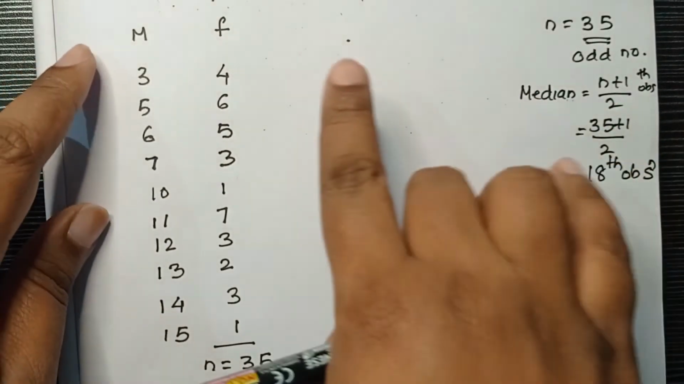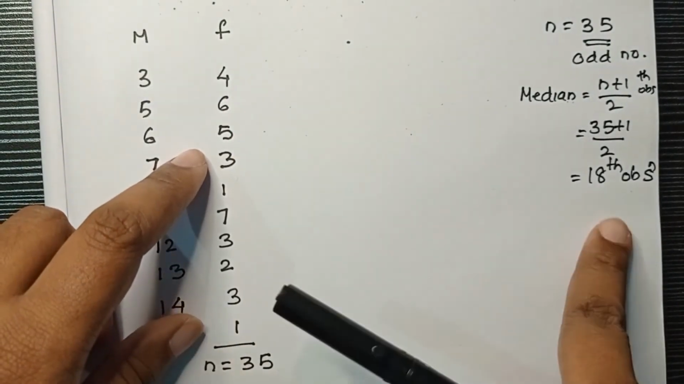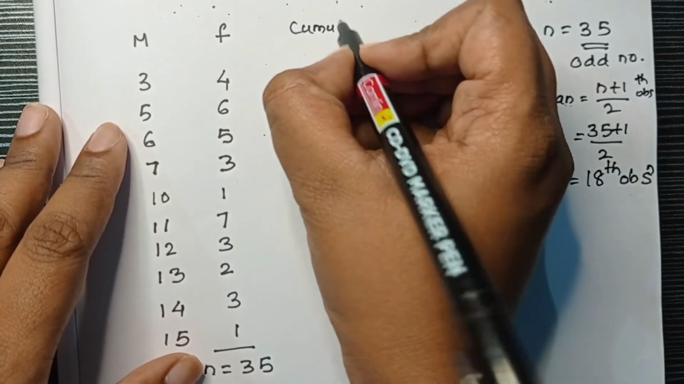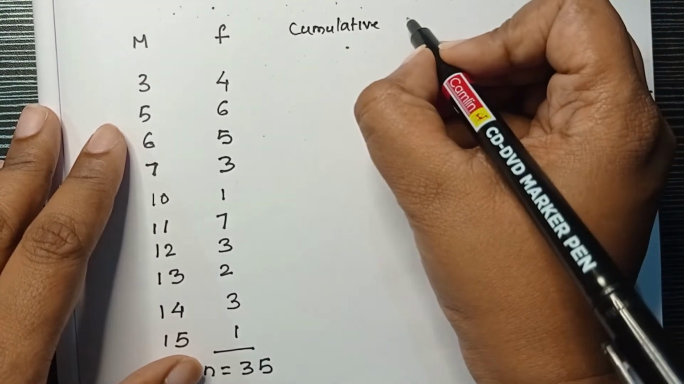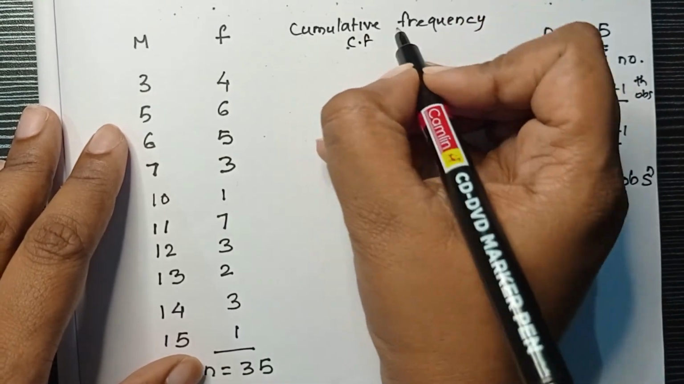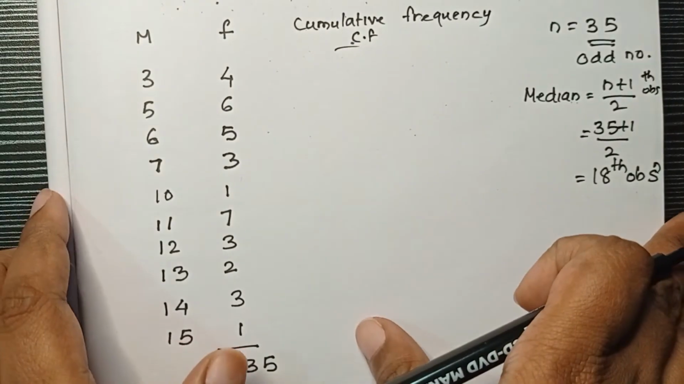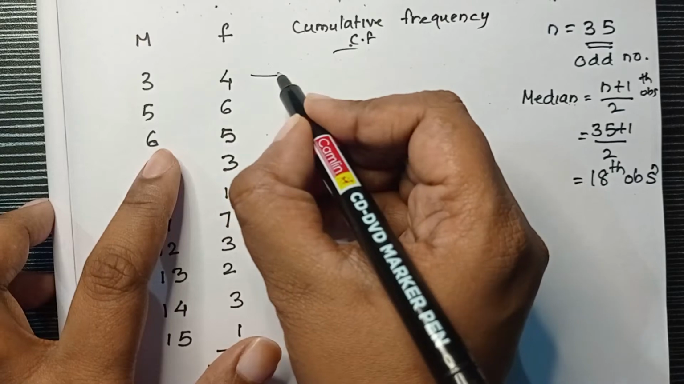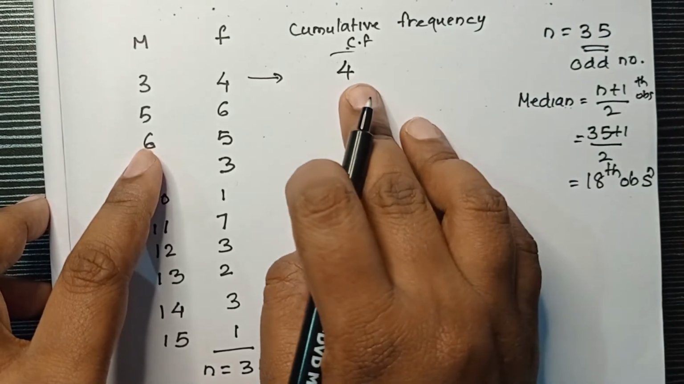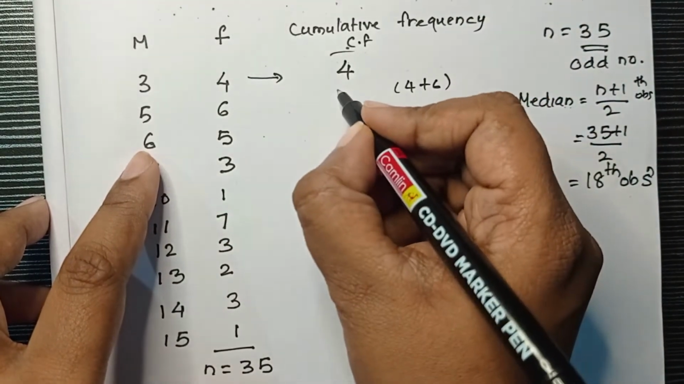In this frequency table, there is no 18th observation directly. So what we can do is find the cumulative frequency. For the first question I am writing the whole term, otherwise I will write only CF. How to find cumulative frequency is also very simple. First you write the frequency itself, 4. After that you just add these values. Next value is 4 plus 6, that is 10.